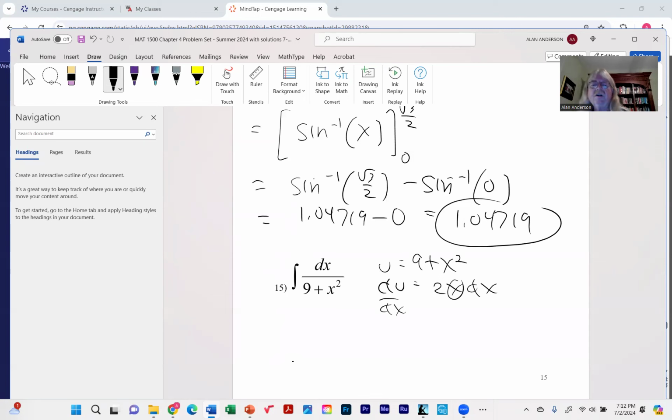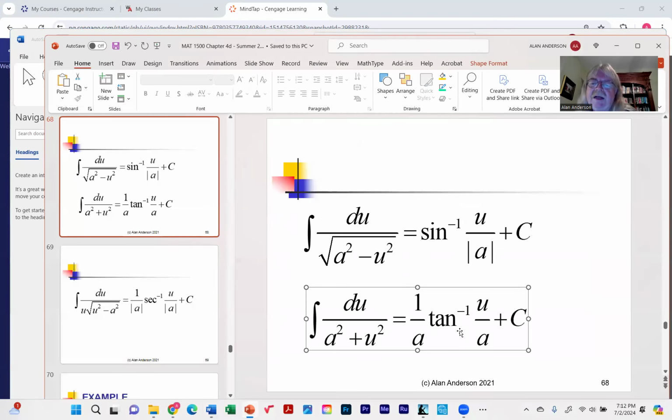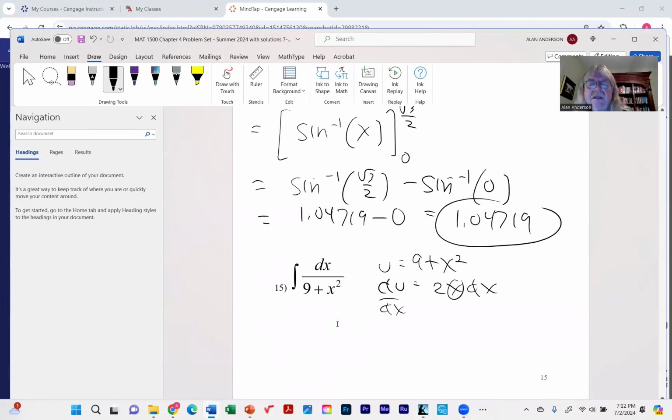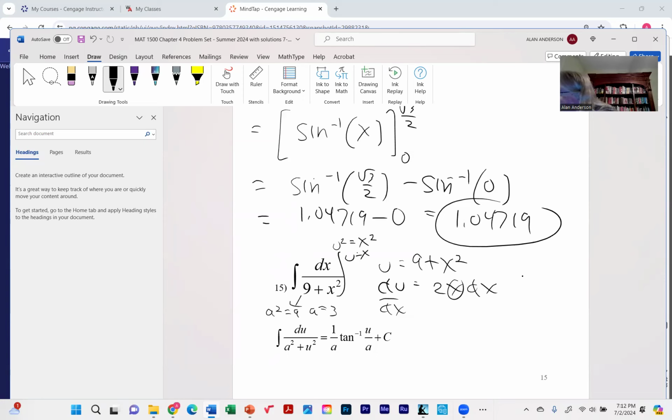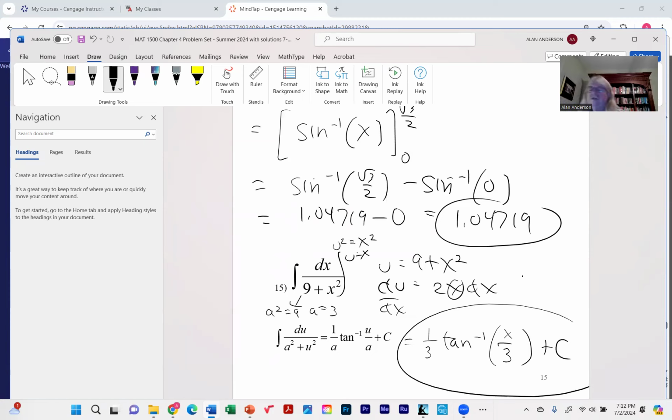So we need to look at our chart again. And we'll look at my chart because you can see this is the one that corresponds to the arc tangent. So it's just a squared plus u squared. So that implies that a squared is 9 means that a equals 3, and u squared equals x squared, which implies that u equals x. So we end up with 1/3 arctangent x over 3 plus the constant. This one we don't have to evaluate.